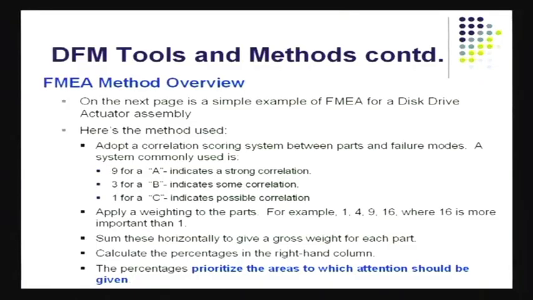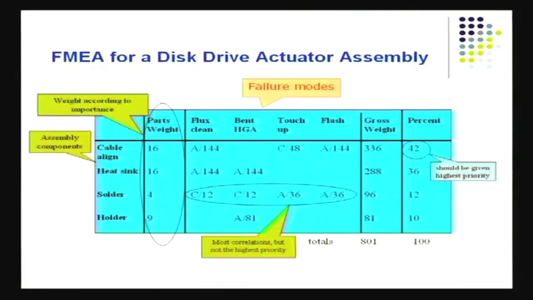Then you go on with the others that have the lower RPN. That's what you'd be doing. Here's an example. The same disk drive could fail in many different ways. So the parts that can actually cause problems are the cable alignment, or the heat sink, or soldering, or the holder. These could cause problems.